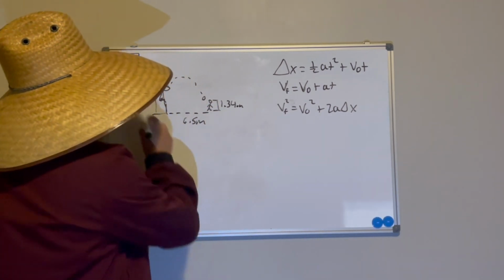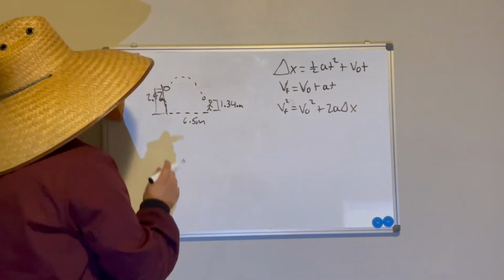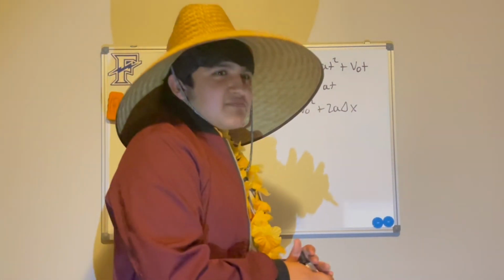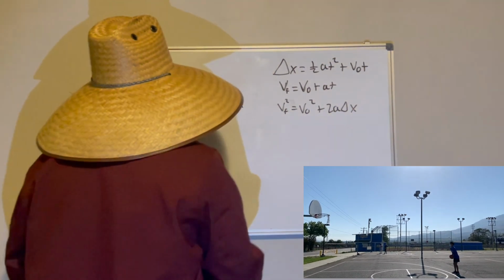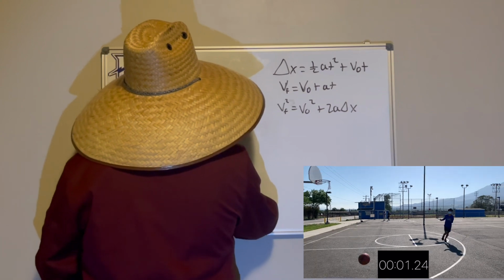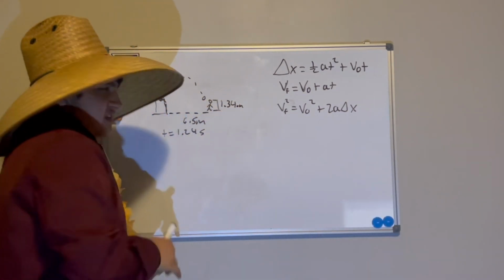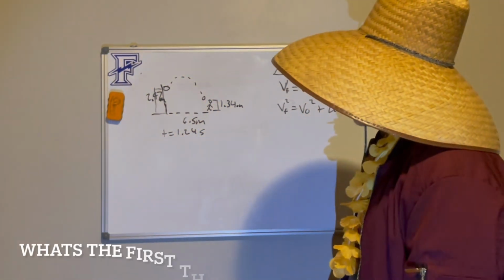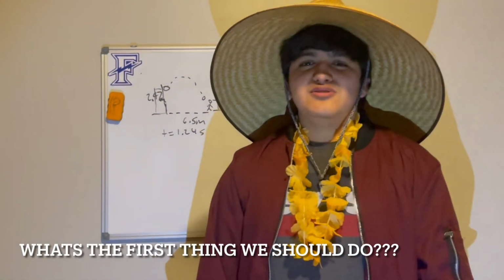That is 2.97, remember that. So let's say it takes about 1.24 seconds. Yeah, it's on Earth, obviously. Or I guess not obviously. Could have been on Saturn. But yeah, what's the first thing we should do?